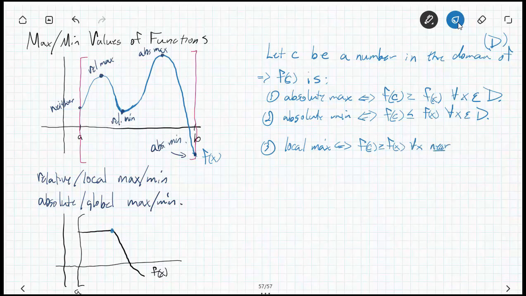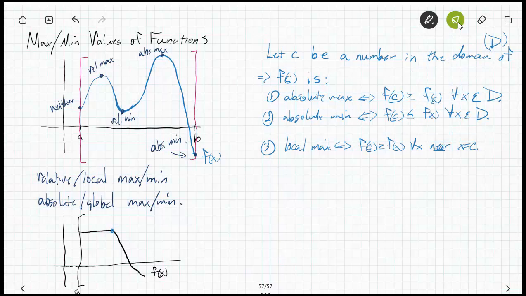Now this is a weird word. I'm going to explain this in just a sec. Near x equals c. Now what does that mean? This "near," that's a terribly unmathematical way of saying it. Well, what it means is I know that I have a local max if I have a single open interval around c such that f of c is greater than or equal to all of the values on that interval. So let me change my color real quick.